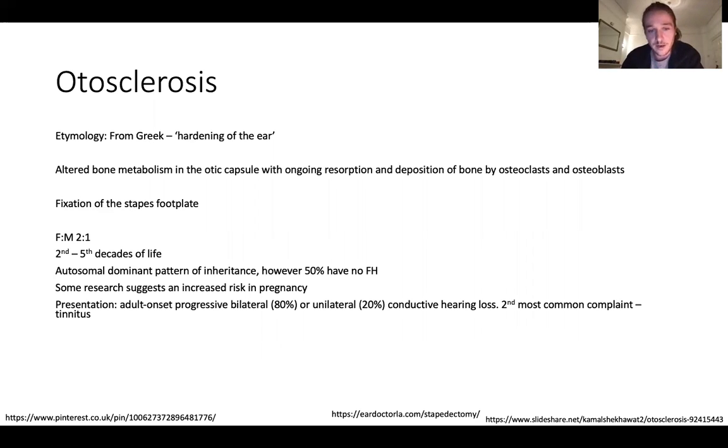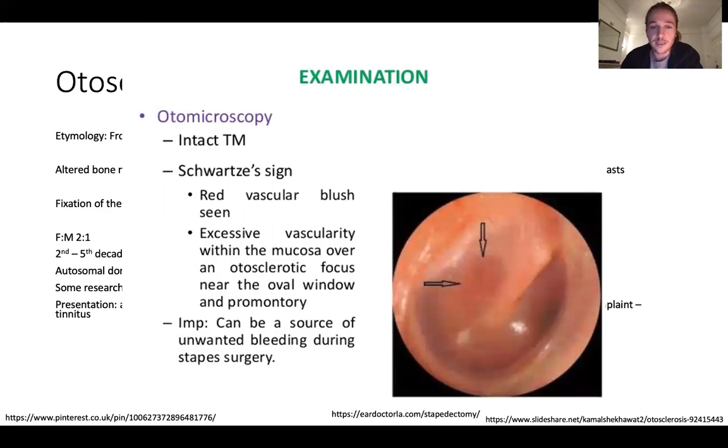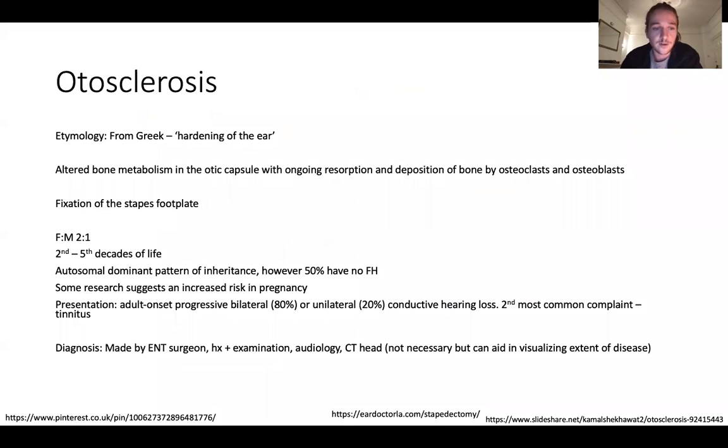People normally present with bilateral hearing loss, which is conductive, and then maybe some tinnitus. There's also a sign called the Schwartze sign, or the flamingo sign, which is, like I was saying, the very well vascularized bone in the middle ear. This is the red thing that you're seeing behind the tympanic membrane. It's very, very vascular, and it's not normally something you'd see, this red over the oval window. So that's a sign to remember.